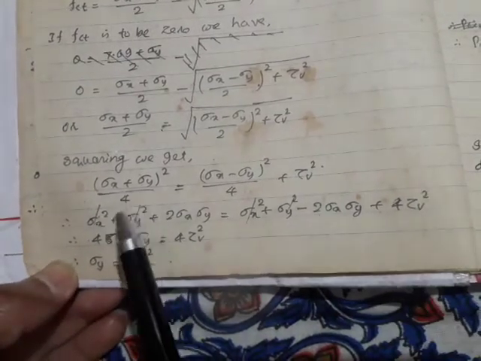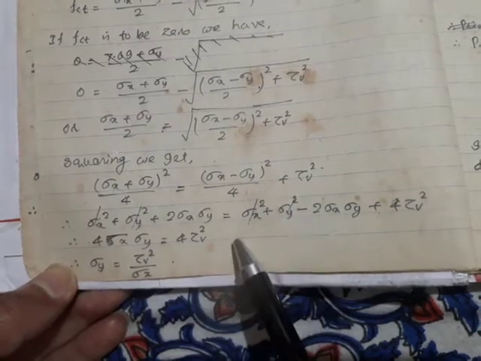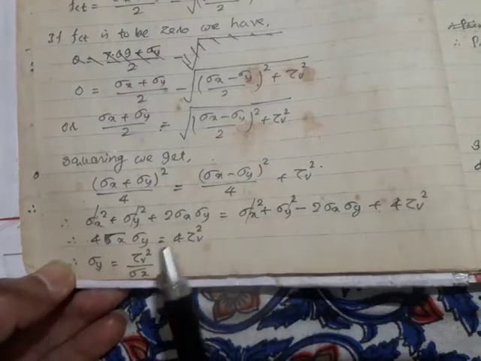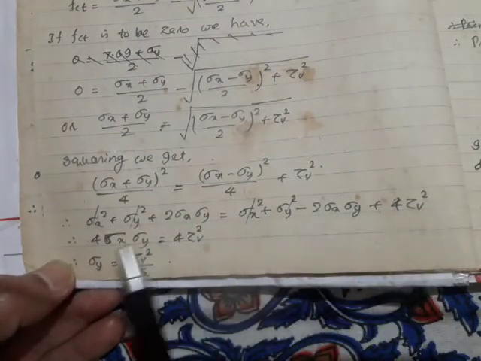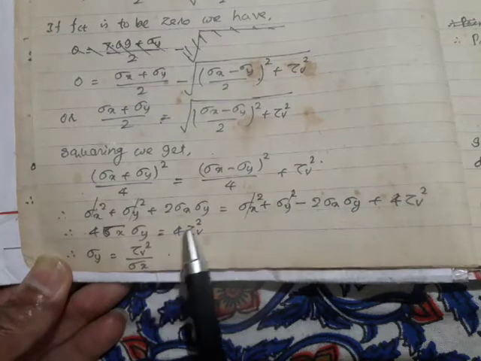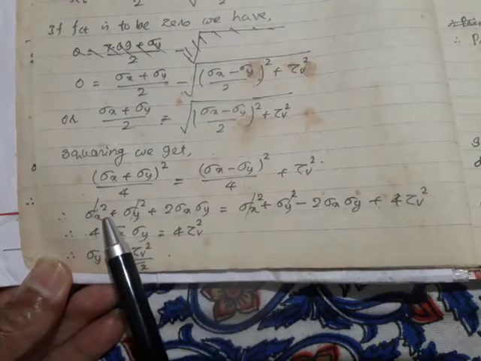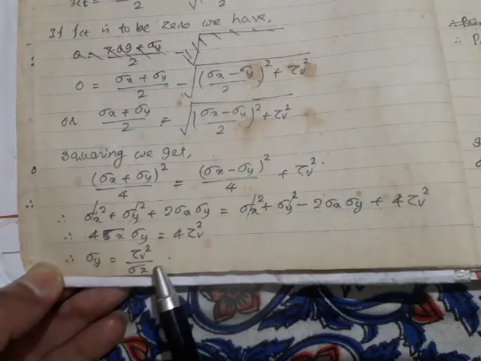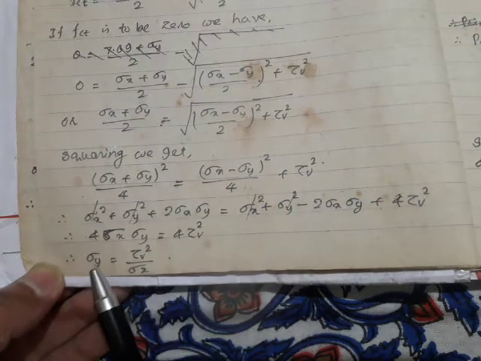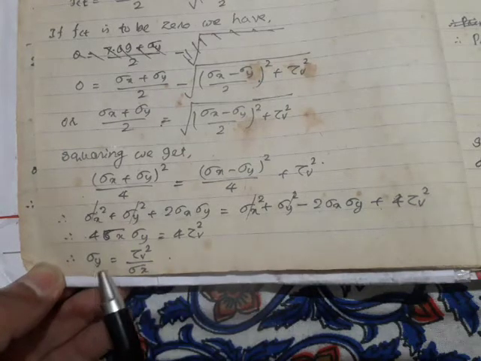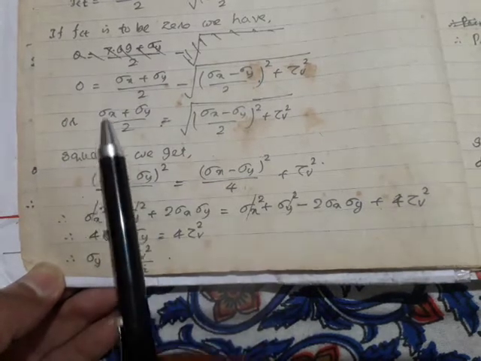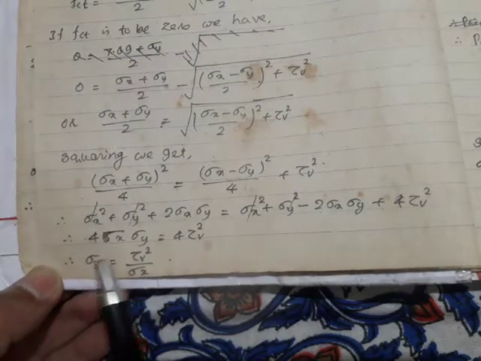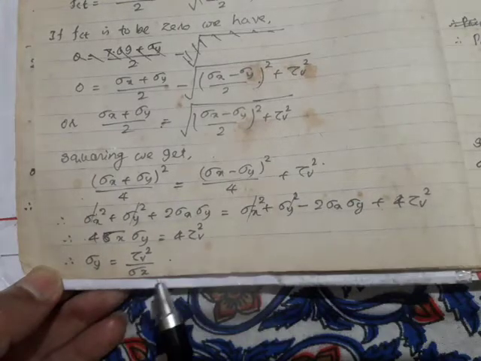Now here sigma x square will get cancelled with this sigma x square, and sigma y square cancels with this sigma y square. Am I right now? And I have been left with this much: 4 sigma x sigma y is equal to 4 tau v square. The 4 also will get cancelled. So sigma y equal to, I can write it as, tau v square divided by sigma x. So now this is the equation. If my principal stress should be equal to 0, then I need sigma y equal to tau v square divided by sigma x.